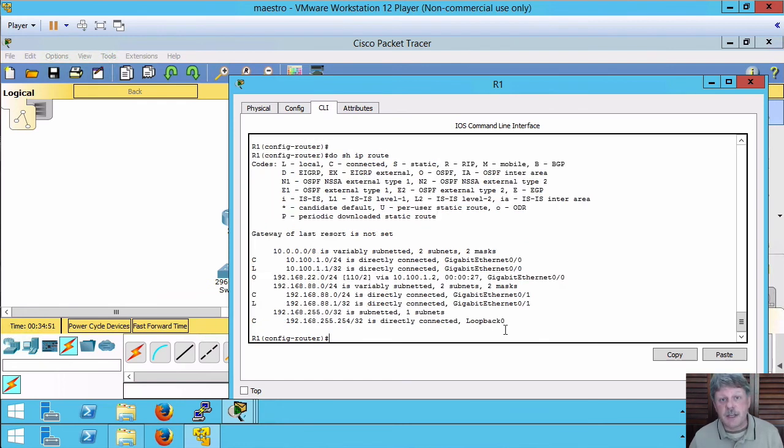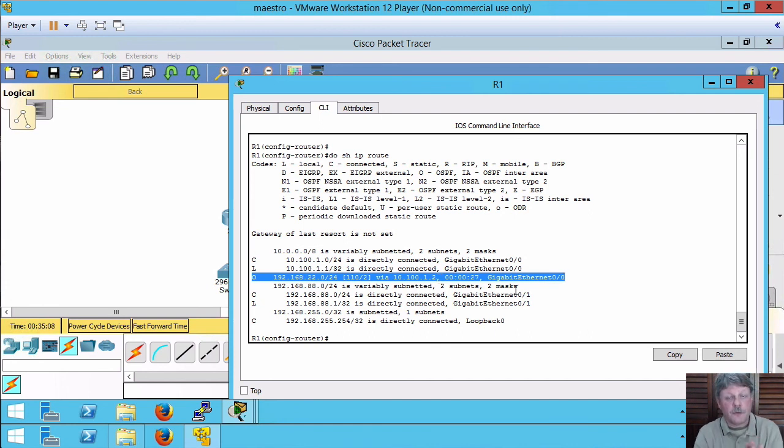If I show the routing table now on R1, I see those connected networks, and this guy right here is from OSPF, that's the O over in the left-hand column. I now know about 192.168.22.0.